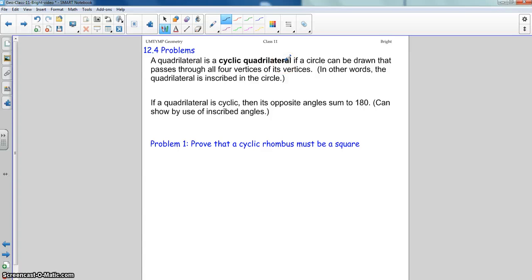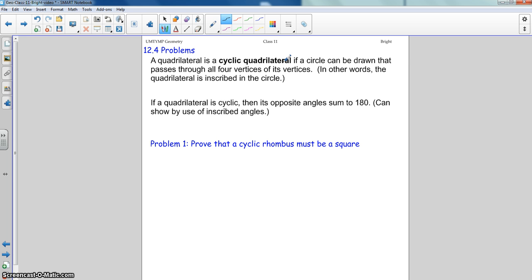In section 12.4, we are going to be discussing some problems related to inscribed angles and just general problems related to tangents as well. The first problem that we're going to talk about is related to this idea of a cyclic quadrilateral, and this is when a circle can be drawn so that it passes through all four vertices of the quadrilateral.